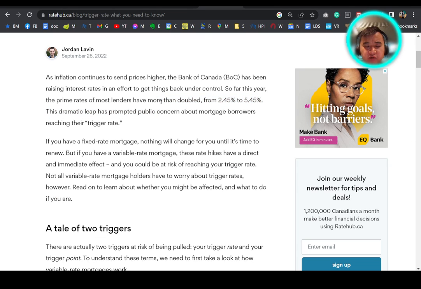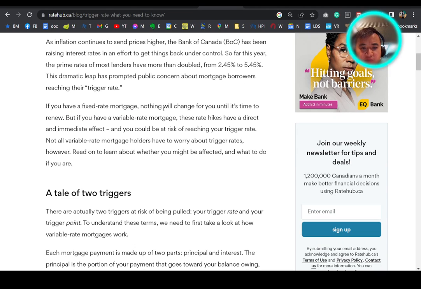I've talked to many mortgage brokers, and in their careers they haven't ever seen mortgages reach their trigger rate. However, recently, as of mid 2022, the prime rate has gone up from 2.45 to around 5.45, a very big leap. And many people are now reaching what is called the trigger rate or trigger point. So what is the difference and what does it mean?